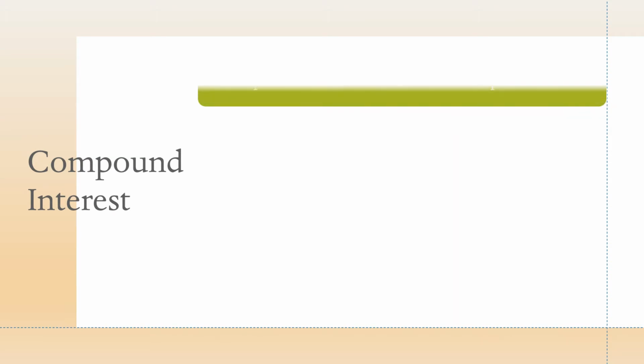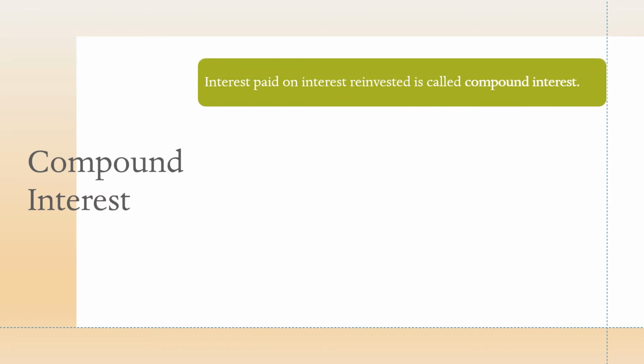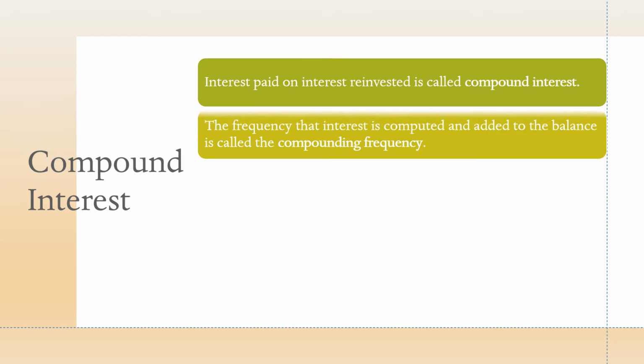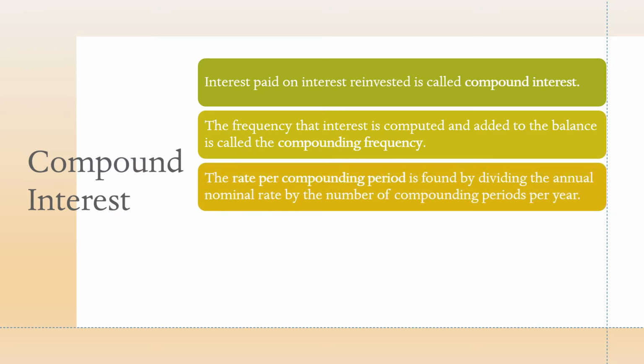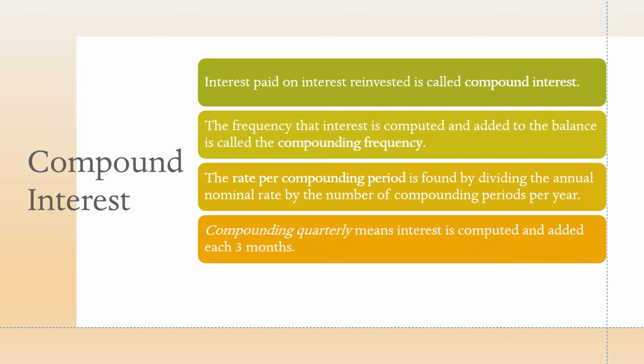Compound interest is nothing but the interest paid on interest reinvested, and the frequency that interest is computed and added to the balance is called the compounding frequency. The rate per compounding period is found by dividing the annual nominal rate by the number of compounding periods. So we can find the compounding period.